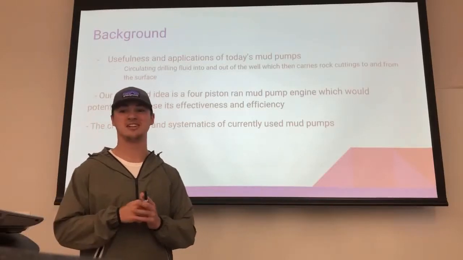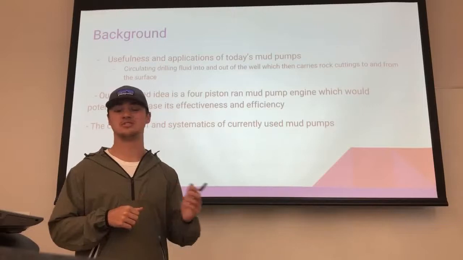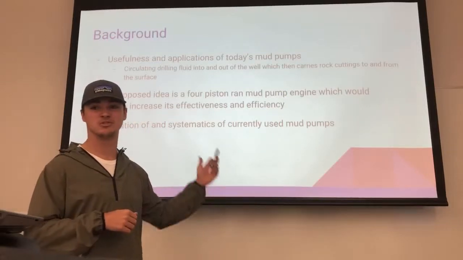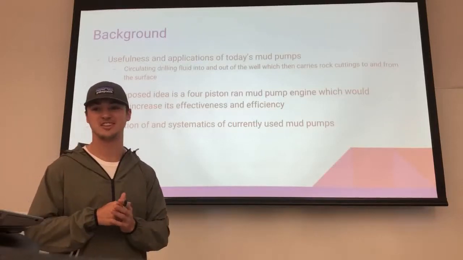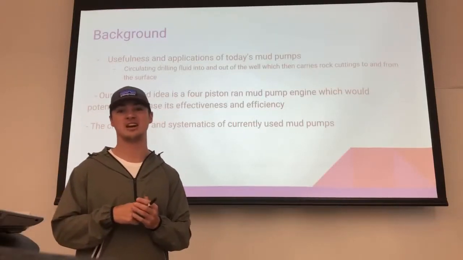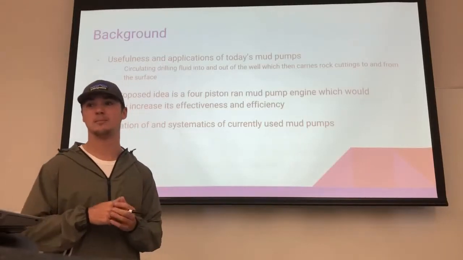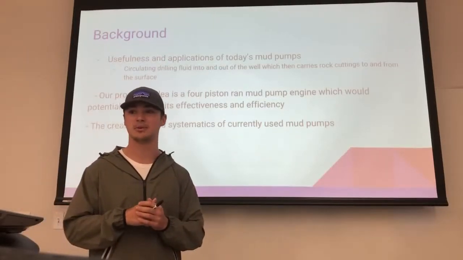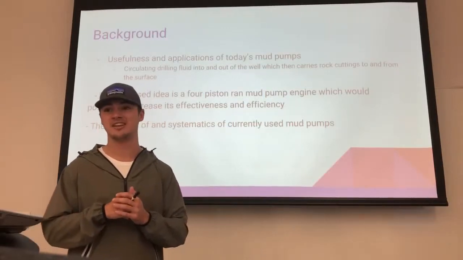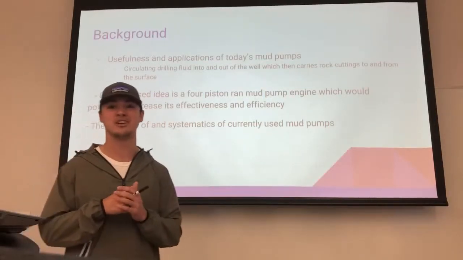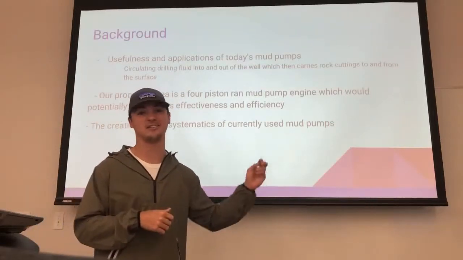Furthermore, the proposed idea my group has is to implement a 4-piston ram mud pump engine. With such an apparatus, it might be possible to circulate the drilling fluid with more speed, effectiveness, and efficiency. The pistons would be on opposite sides of each other, working simultaneously to lubricate the drill bit, maintain a more controlled hydrostatic pressure, and circulate rock cuttings back to the surface. It's a complex idea, but if it was able to be pulled off, it could potentially recreate the future of how mud pumps are created and operated.